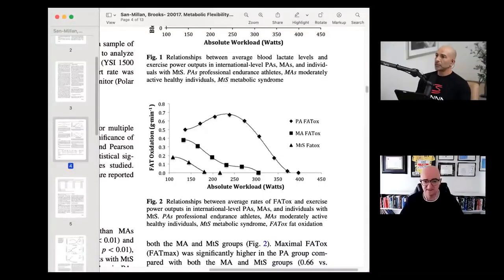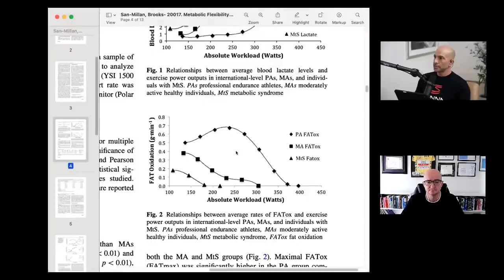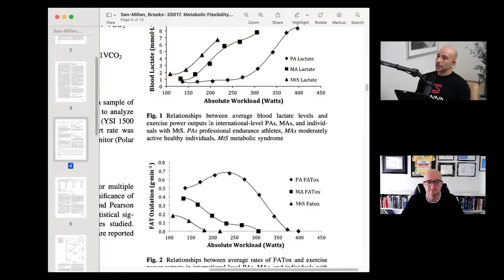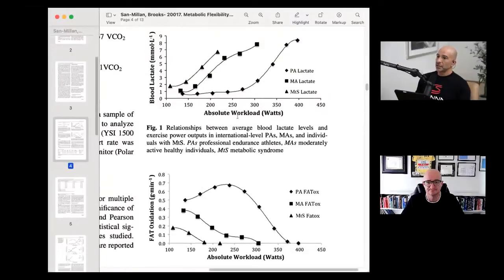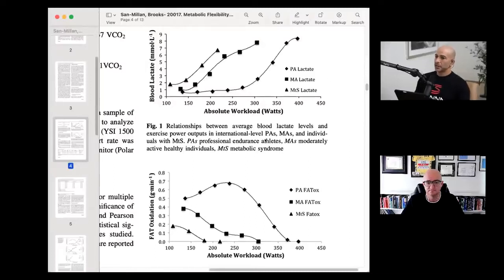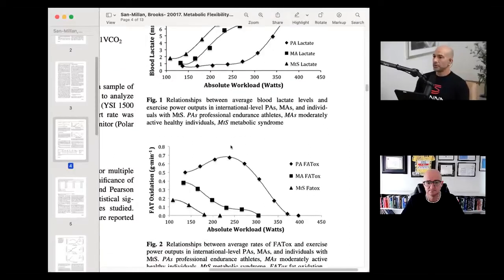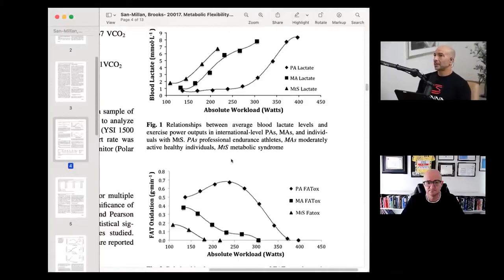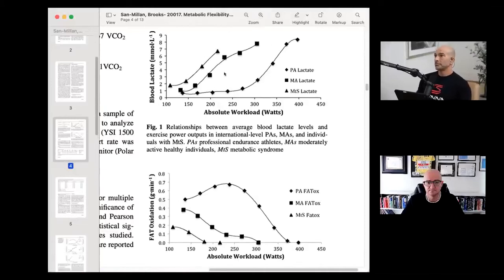But if you look at the moderately fit person, they're hitting maximum fat oxidation at about 130 watts, but they're hitting lactate of 2 at 175 watts in the upper figure. And the professional athlete is hitting an absolute fat oxidation maxima at a little shy of 250 watts, but they're hitting lactate of 2 closer to 300 watts.